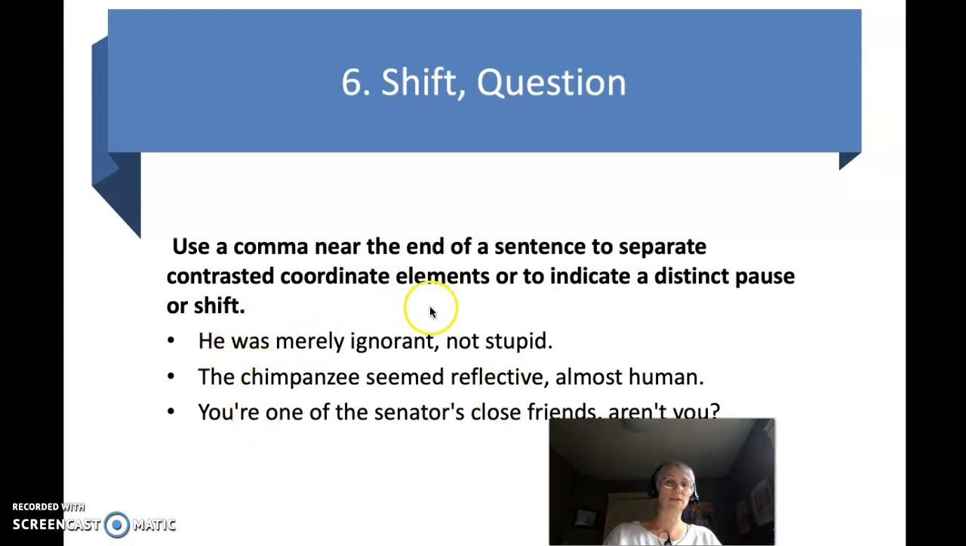He was merely ignorant, not stupid. The chimpanzee seemed reflective, almost human. So in those cases, you need a comma, however, probably not as frequently in formal writing as in informal.